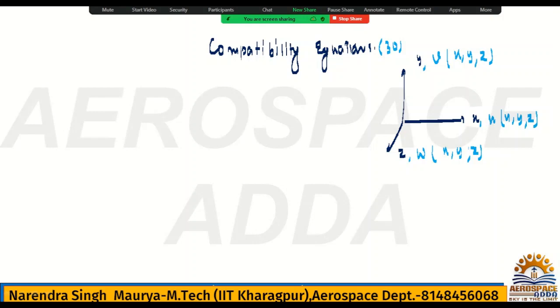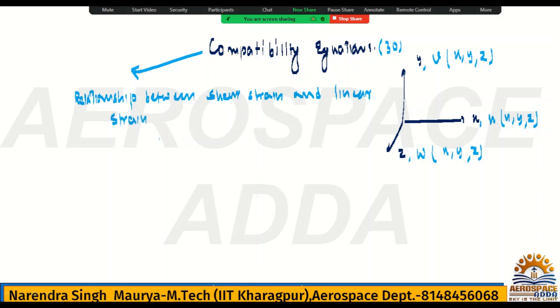Already you have seen the relationship between the strain and displacement: six strains and three displacements. Now going ahead, we will develop the relationship between the shear strain and longitudinal strain. That relationship we are going to develop. So we can write here a relationship between the shear strain and linear strain. Okay.